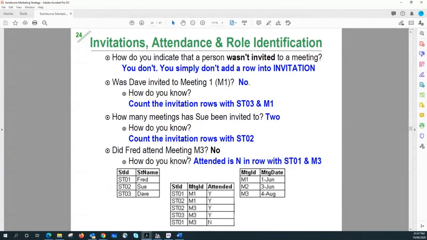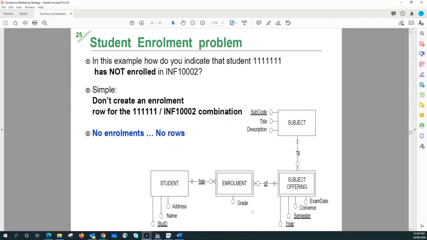Then, did Fred attend meeting number 3? What we can do is check whether this combination is yes or no. So likewise, these are the small things. Sometimes we need an aggregate function to determine it, or we can simply use a where clause, etc. So that's something you need to think about. Okay, so same problem.